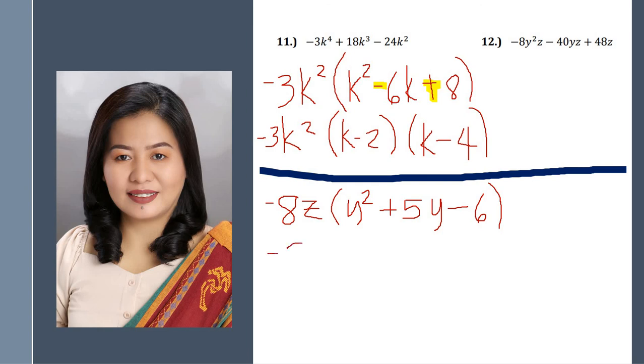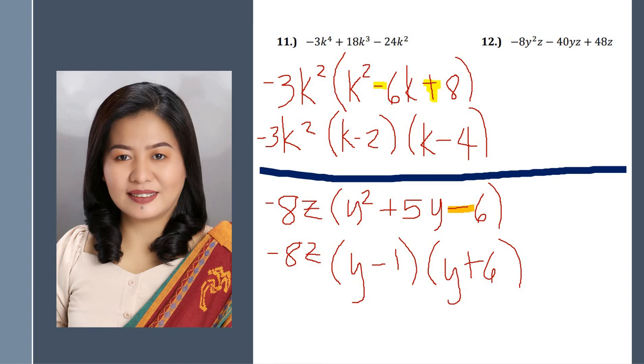So negative 8z, and y minus 1 and y plus 6. So that will give us y minus and plus, because the last term is minus, and we give the larger factor the plus sign. So the factors of negative 8y squared z minus 40yz plus 48z are negative 8z, y minus 1, and y plus 6.